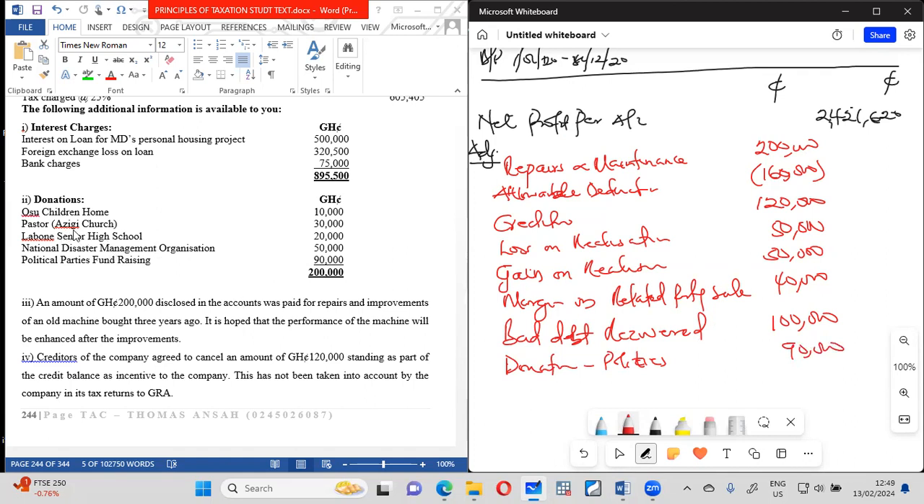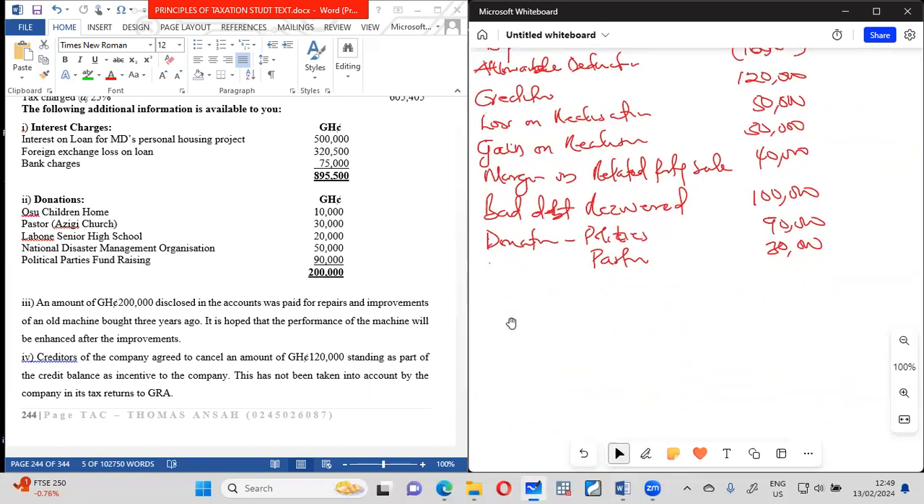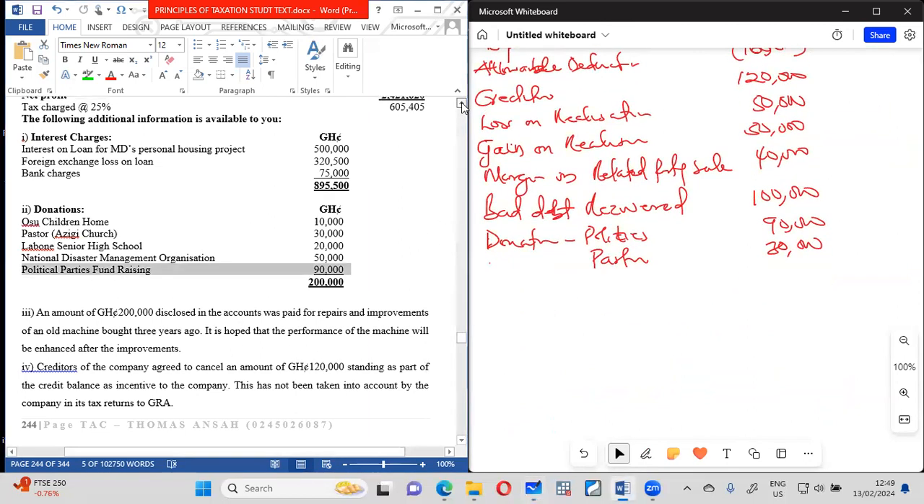Disaster management, yes. Pastor Ziggy. Donation to Pastor Ziggy, 30,000. Interestingly, these things happen in Ghana, they actually happen in this our nation. All right.